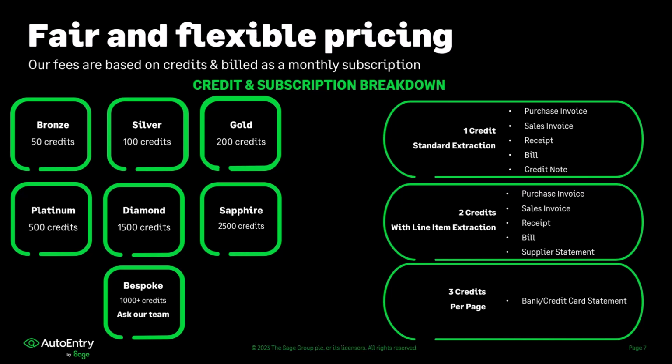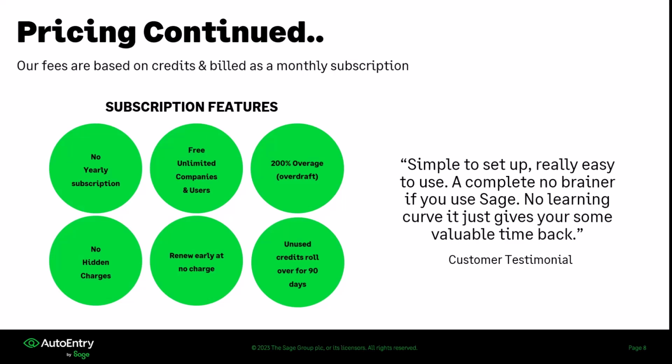1 credit is going to be your standard extraction. So this is an invoice, receipt, bill, or credit note. 2 credits are going to be any invoice with line items extracted, so we do charge an extra credit for line item extraction. Supplier statements are also charged at 2 credits. And then 3 credits is going to be your bank and credit card statements, as they are charged at 3 credits per page.